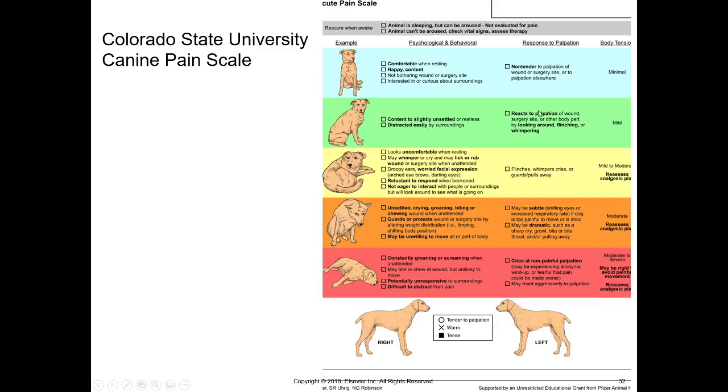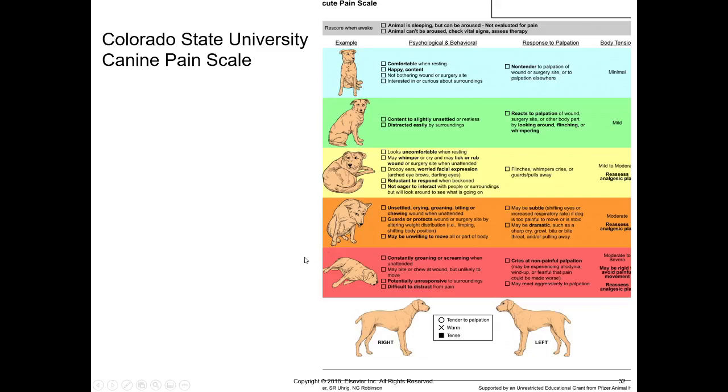Now, you're going to see sometimes that we have marks throughout this chart, but you're going to go with one and put them at the level where you think the average is. I would argue that if we know that we're going to create a painful procedure, we're going to start our pain relief here. This animal is comfortable when resting, they're happy, content, they're not bothering their wound or surgery site, and they're interested or curious in their surroundings. We want to start our pain relief here.